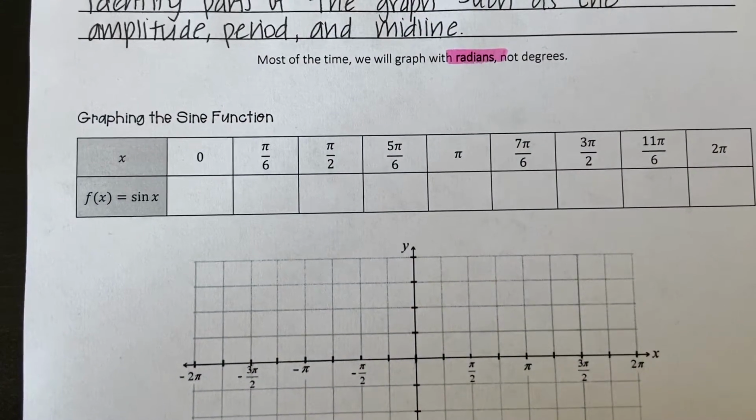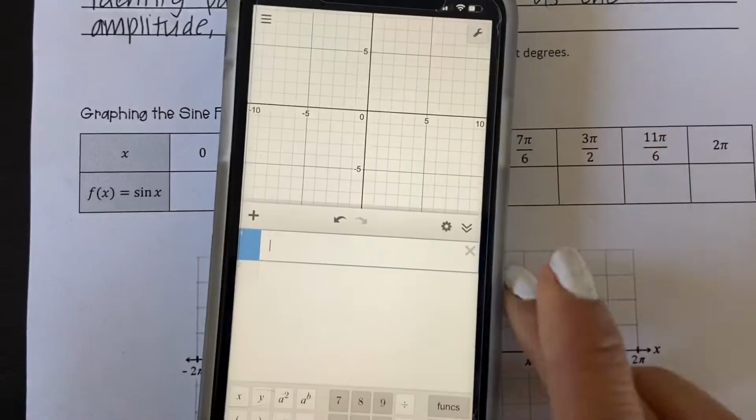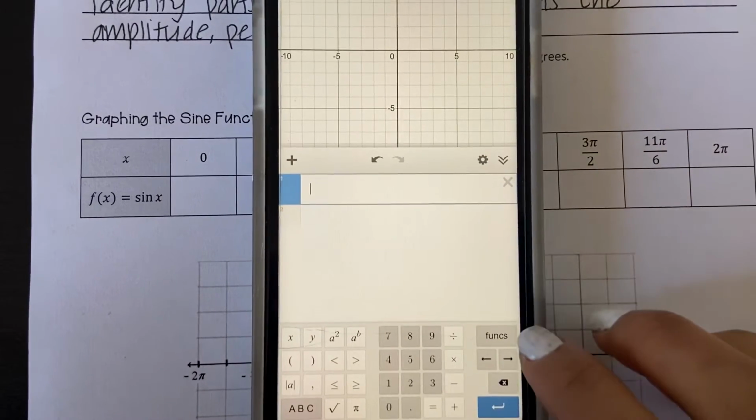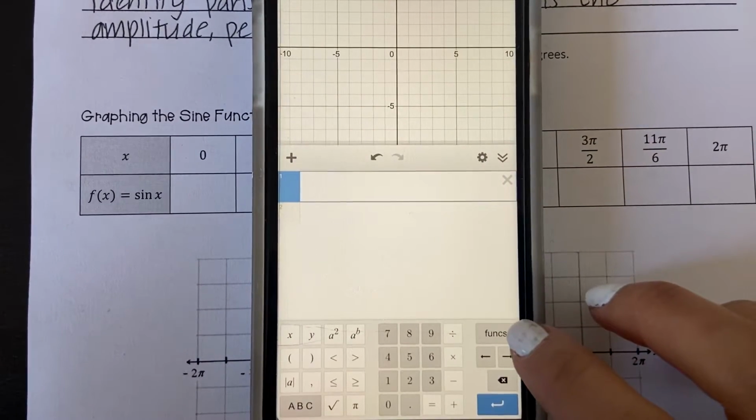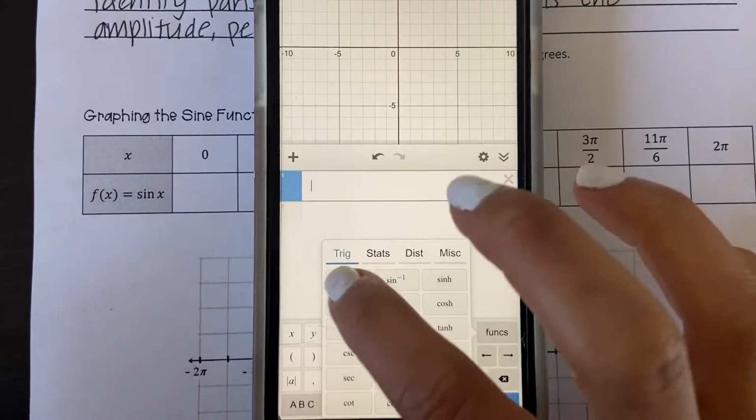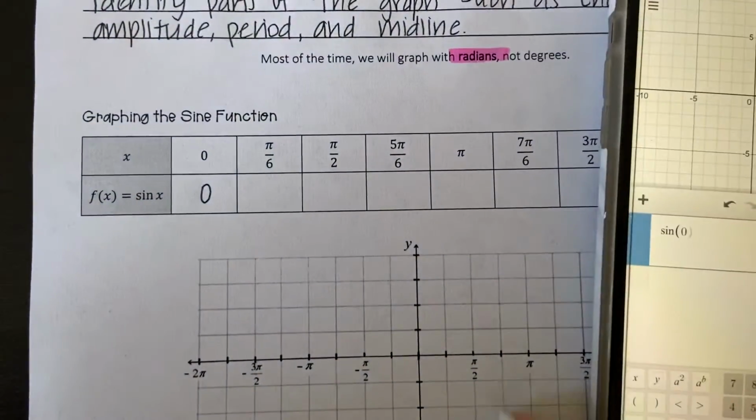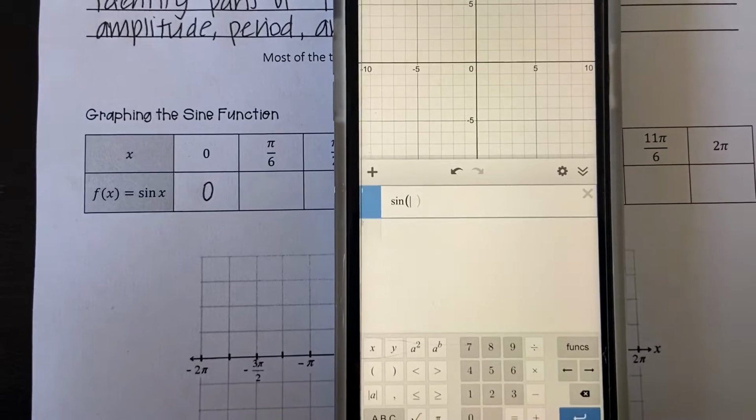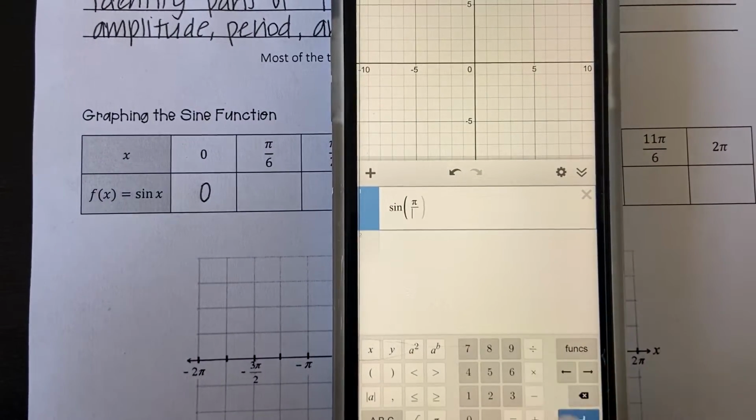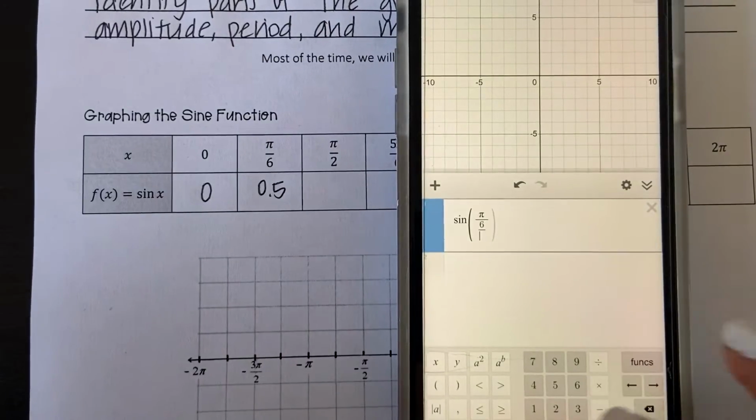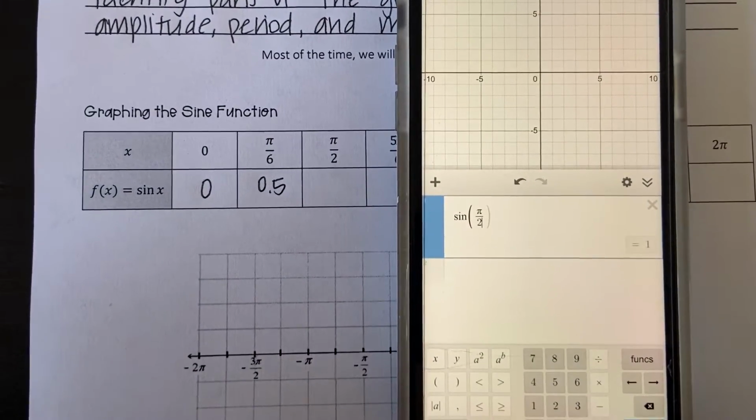Or if you want to just use the Desmos app, you can just pull up Desmos like this. So we're going to first type in sine. To type in sine, you're going to go to functions, which is FUNCS. You're going to type in sine and 0. Sine of 0 is just 0. Sine pi over 6, so pi divided by 6, 0.5. Sine pi over 2 is 1.